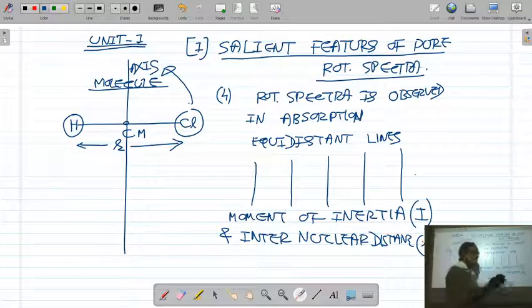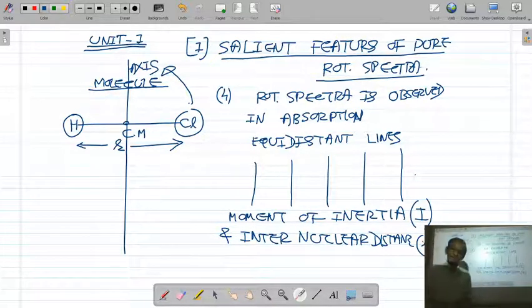Why are we getting equidistant lines in the rotational spectra? That we are going to study in the next lecture.